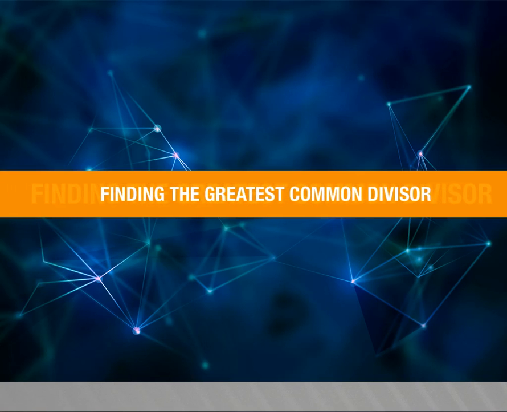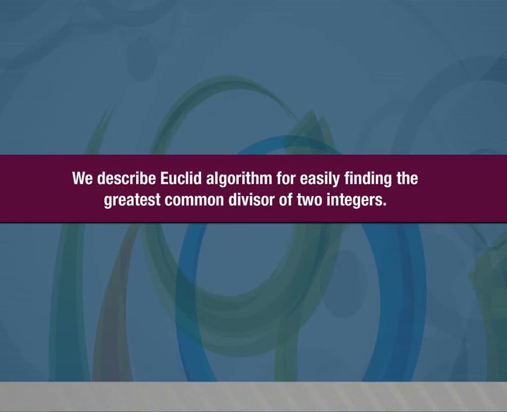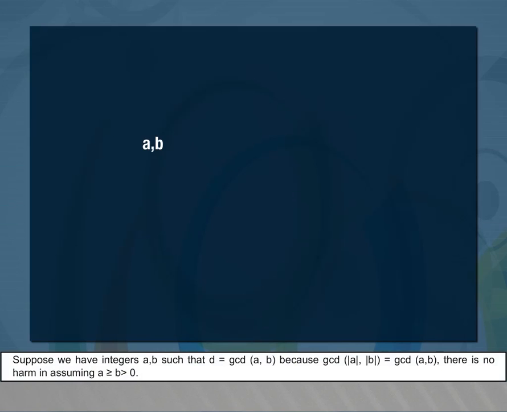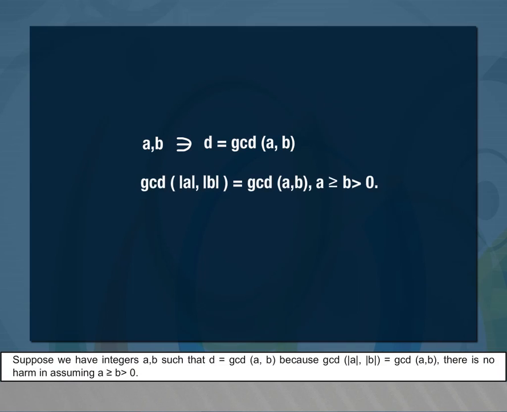Finding the greatest common divisor. In this video, we are going to see about finding the greatest common divisor. We describe the Euclidean algorithm for easily finding the greatest common divisor of two integers. Suppose we have integers a, b such that d is equal to GCD of a, b. Because GCD of modulus a, modulus b is equal to GCD of a, b, there is no harm in assuming a is greater than or equal to b, which is greater than 0.